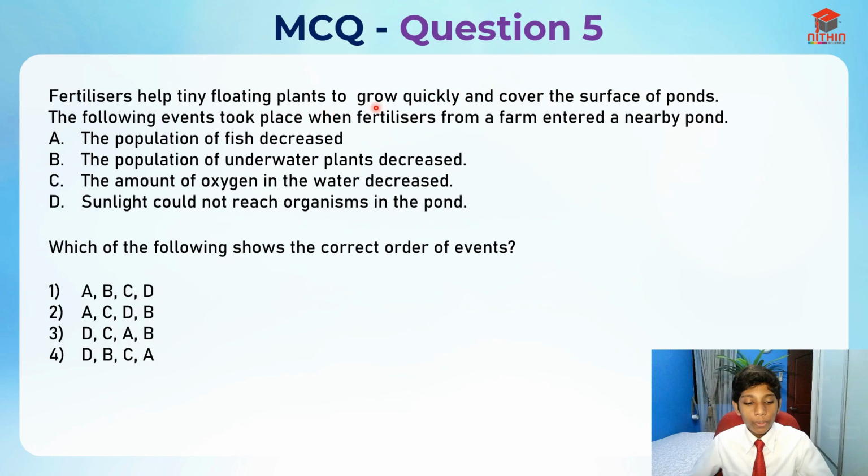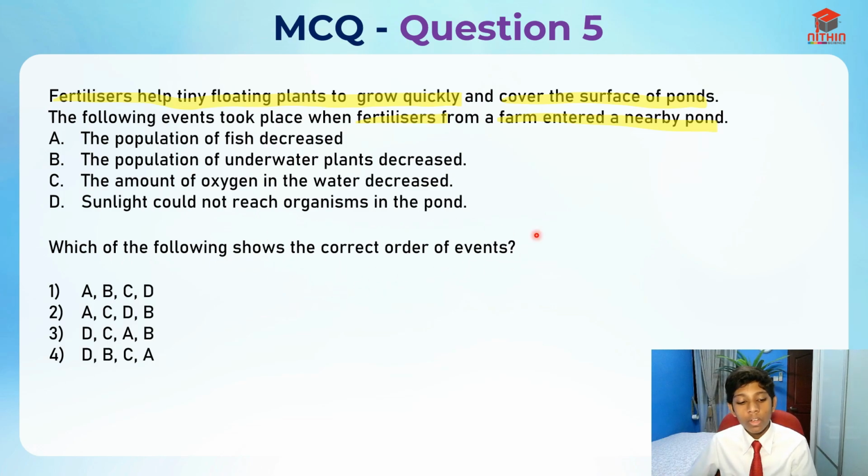Fertilizers help tiny floating plants to grow quickly and cover the surface of ponds. Okay, so this is important. Fertilizers help tiny floating plants to grow quickly and cover the surface of ponds. The following events took place when fertilizers from a farm entered a nearby pond. The population of the fish decreased, the population of the underwater plants decreased, the amount of oxygen in the water decreased, the sunlight couldn't reach organisms in the pond. So the question asks us, which of the following shows the correct order of events?